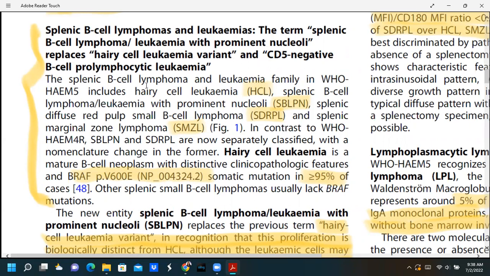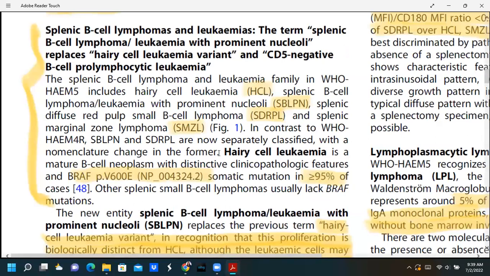So now the B-cell leukemia lymphoma family in Heme 5 includes hairy cell leukemia, and then splenic B-cell lymphoma and leukemia with prominent nucleoli, splenic diffuse red pulp, and splenic marginal zone. So 4 things. And previously, the splenic B cell prominent nucleoli and the diffuse red pulp, they have been separated.